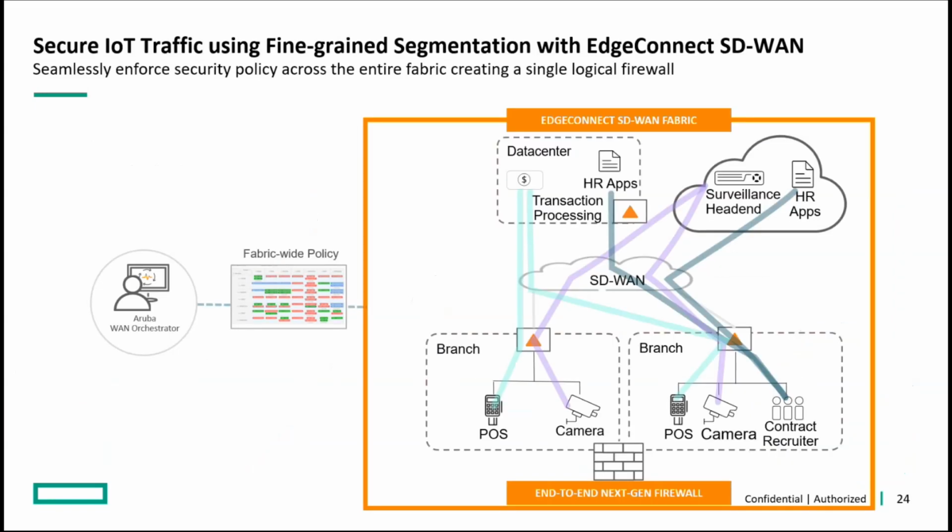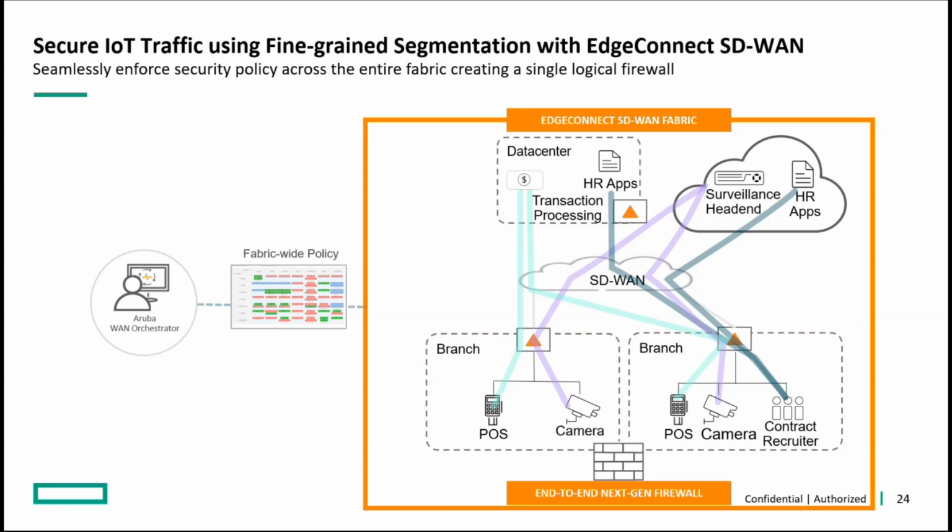And in this slide here, it shows a good demonstration of it, where we have different branch locations, data center, and cloud resources. We might have a POS system at different branch locations, and we can tunnel them through the SD-WAN appliances so that they're only able to access the transaction processing in their data center, right? And they're locked down to that.